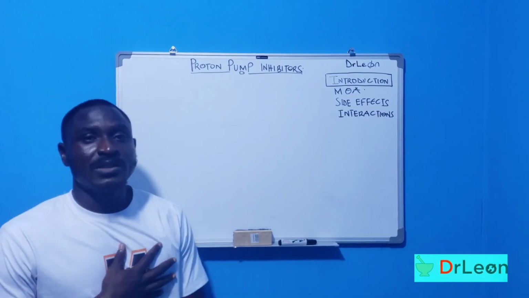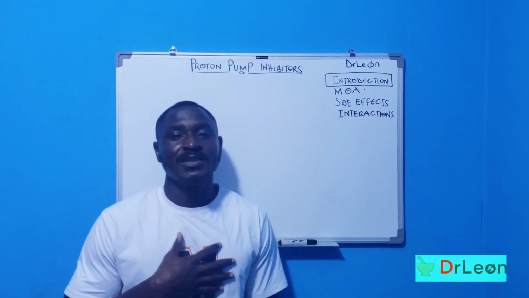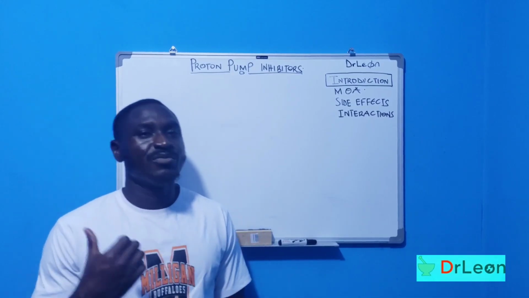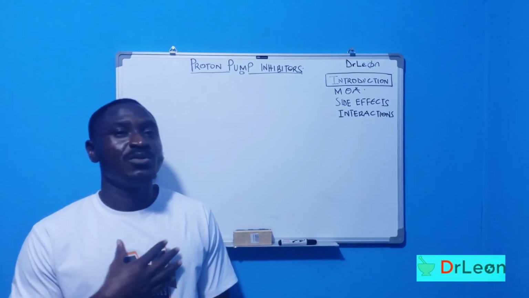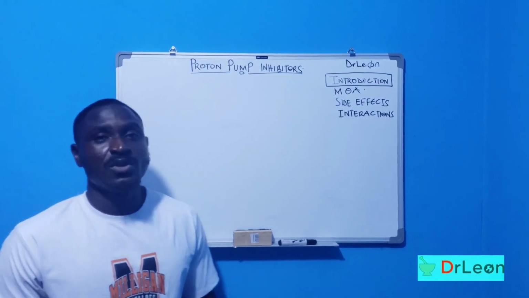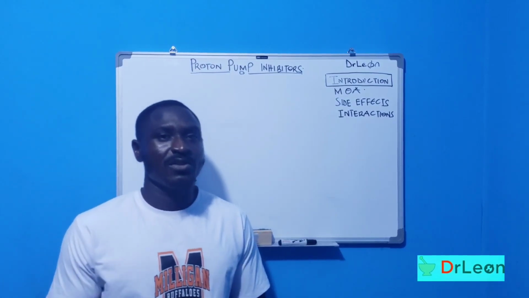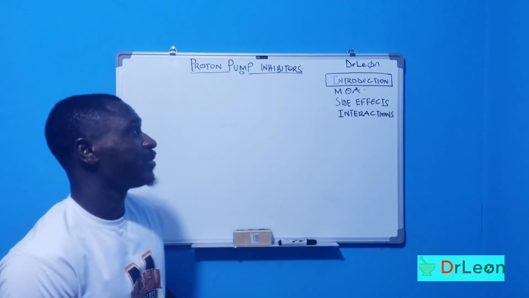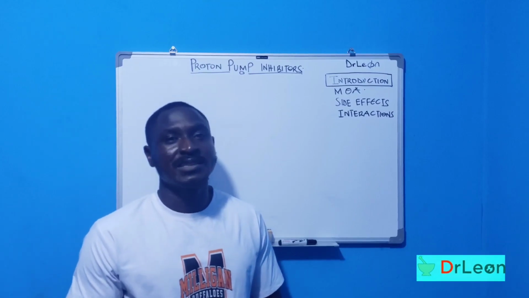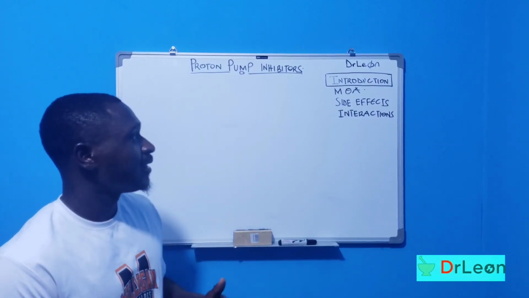In this video we are going to talk about the various anti-ulcer agents. In the previous video we got to know the classes of the anti-ulcer agents. So in this video we are going to talk about the various classes, and we will be starting with proton pump inhibitors as our first class of anti-ulcer agents.